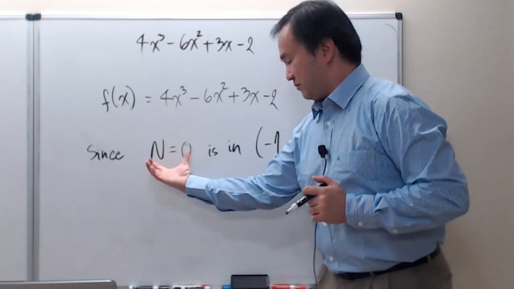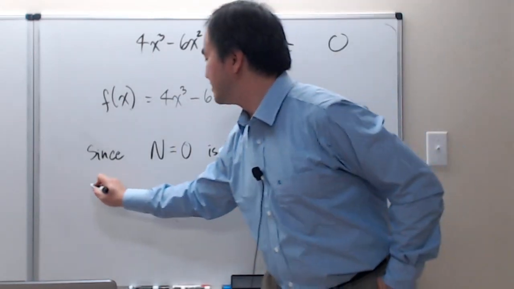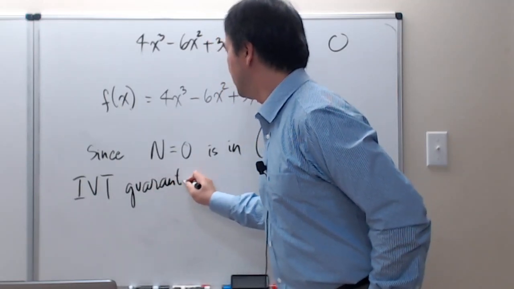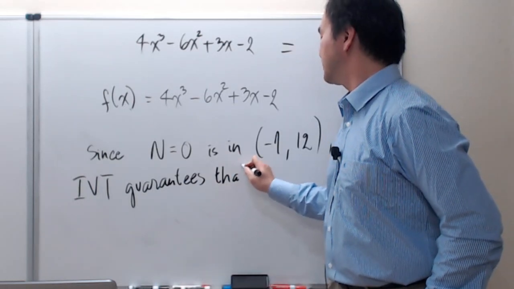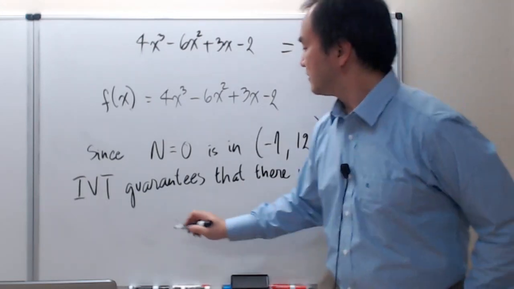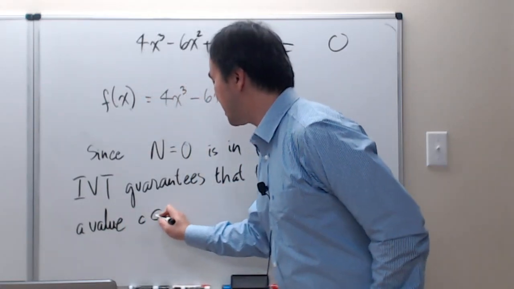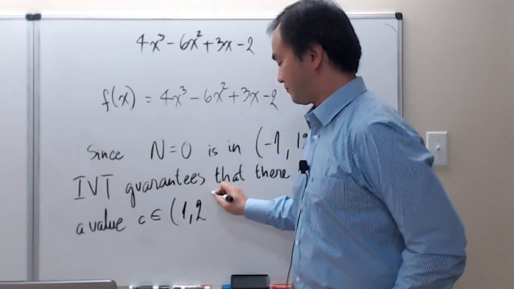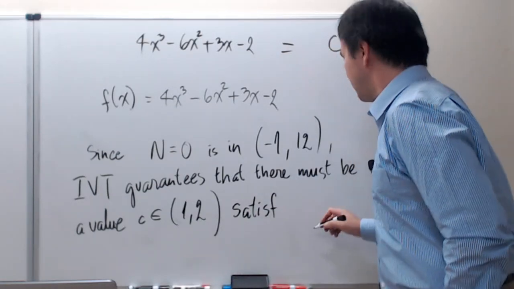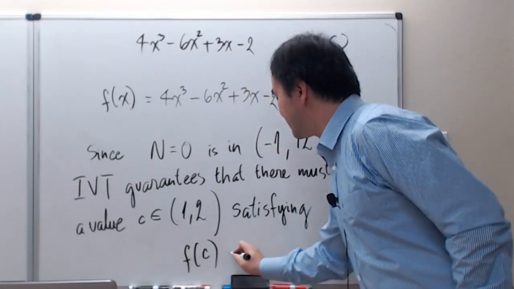So since n, being chosen, is inside of this interval, now the IVT guarantees that there must be a value c being inside of the interval from 1 to 2 satisfying f of c equals 0.